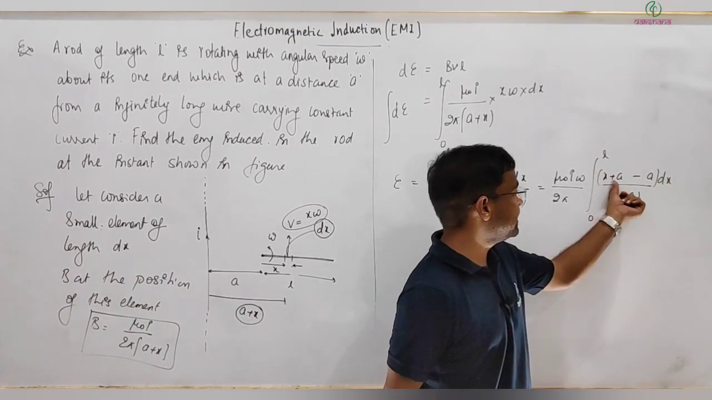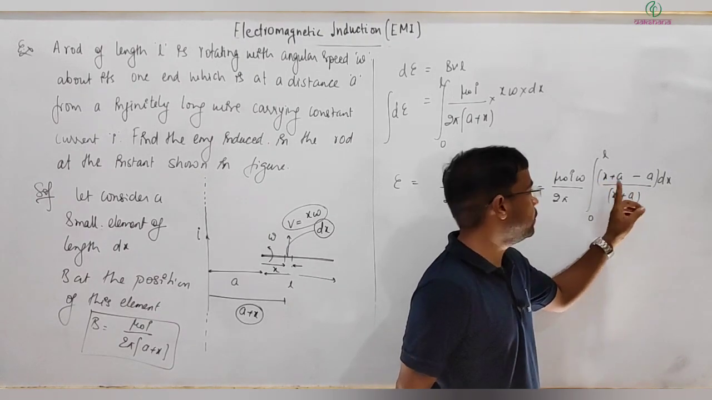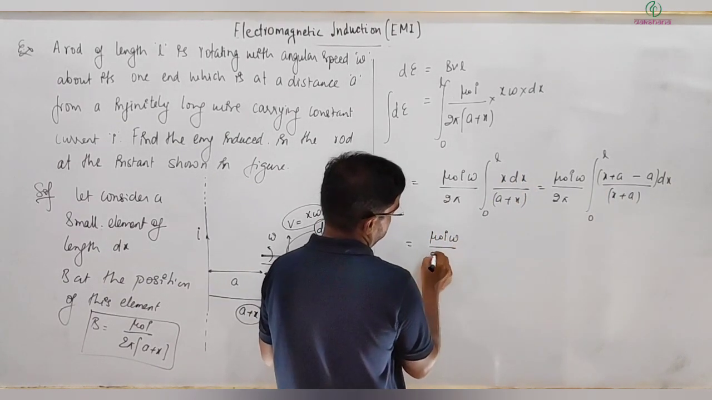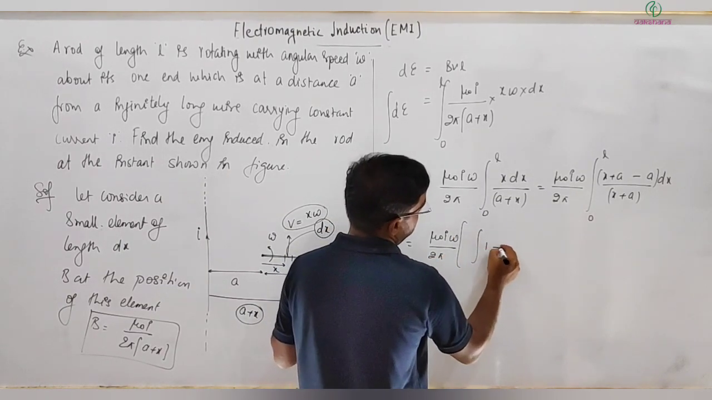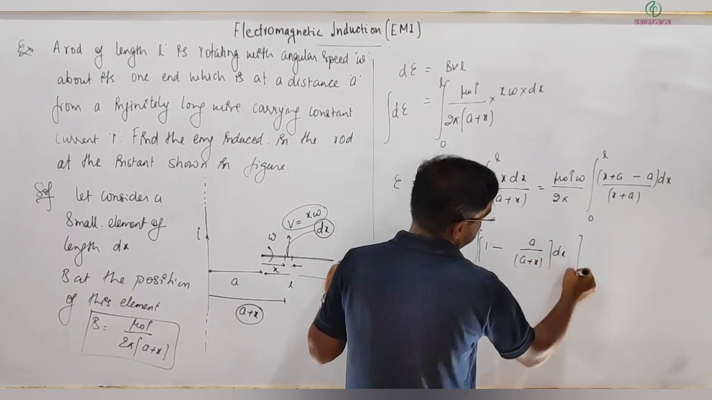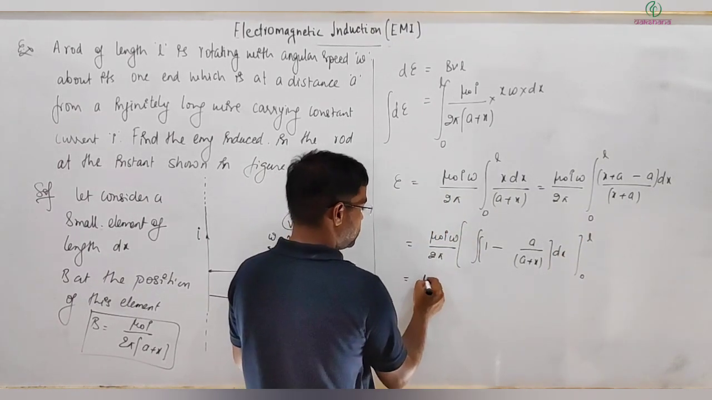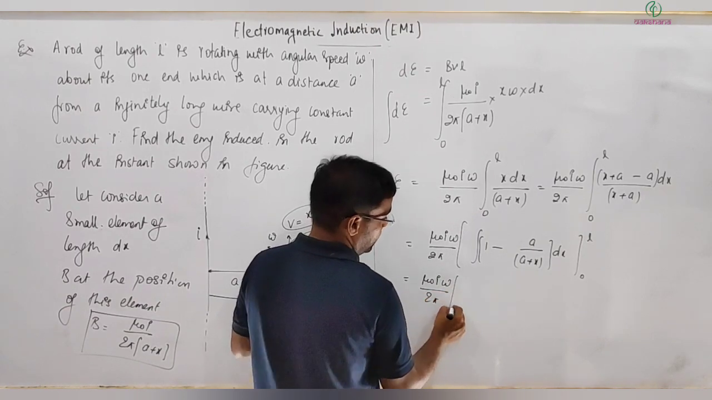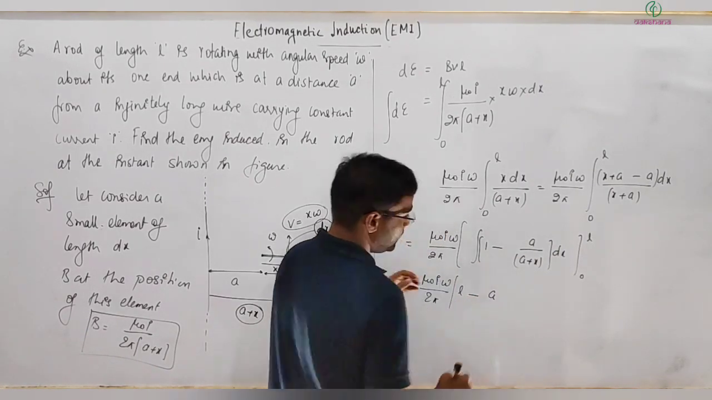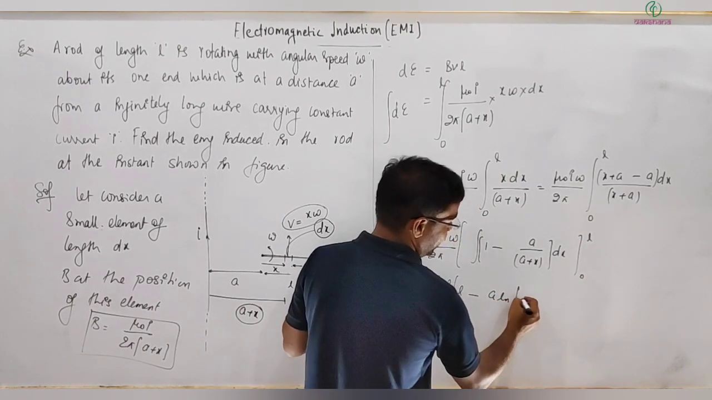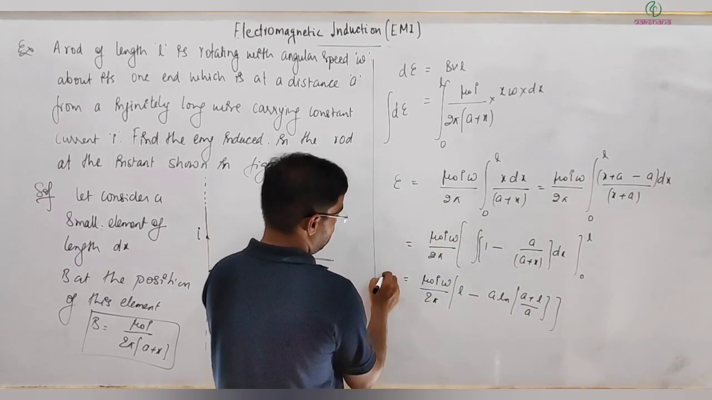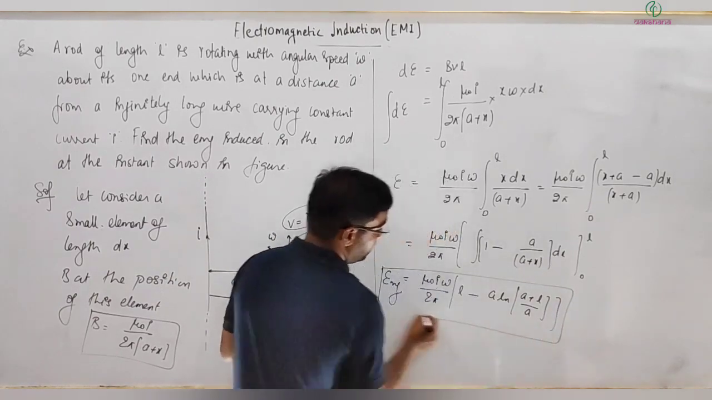Now you can see x plus a in the numerator divided by x plus a will be 1, and it's minus a by x plus a. I can further simplify: mu naught I omega divided by 2 pi, integration of 1 minus a divided by a plus x, this whole into dx, limit 0 to L. Integration of 1 will be x, and substituting the limit I will be getting L. Minus a is simply taken out, constant. Integration of this will be ln of a plus x, and substituting the limit I am writing it directly, ln of a plus L divided by a. So this is your final answer of EMF induced in the rod at this moment of time.